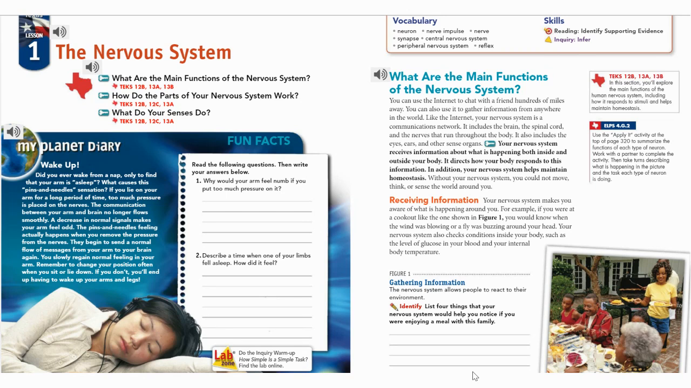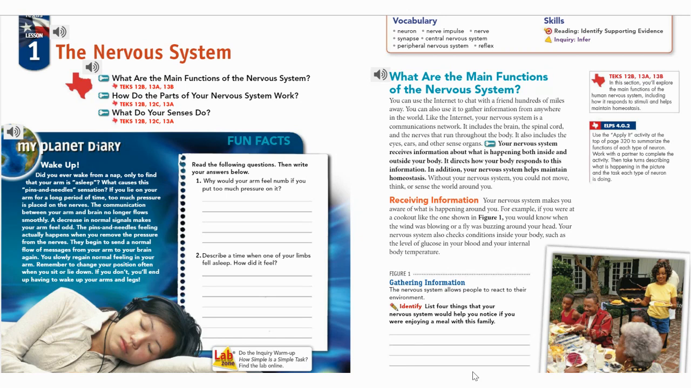Over here on the left side is a quick story that we're going to read of My Planet Diary. Did you ever wake up from a nap only to find that your arm is asleep? What causes this pins and needles sensation? If you lie on your arm for a long period of time, too much pressure is placed on the nerves. The communication between your arm and brain no longer flows smoothly. A decrease in normal signals makes your arm feel odd.